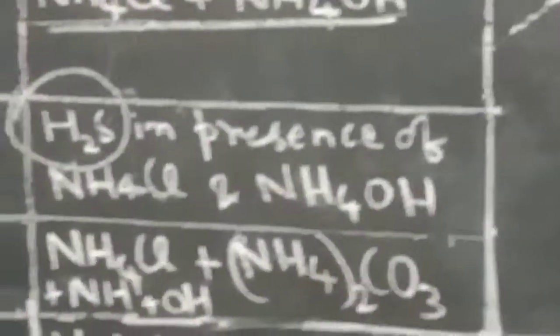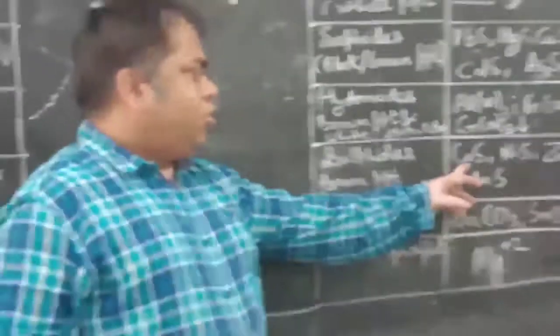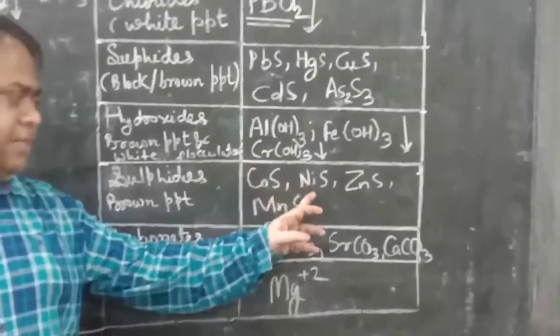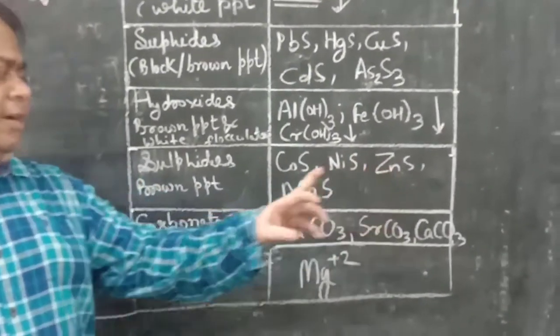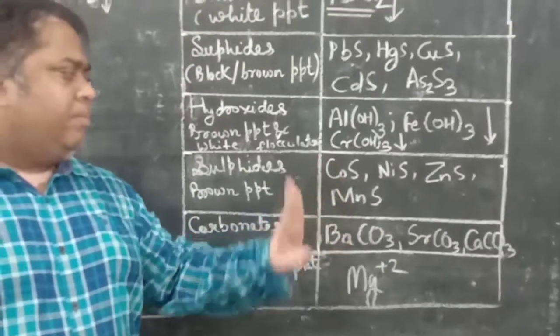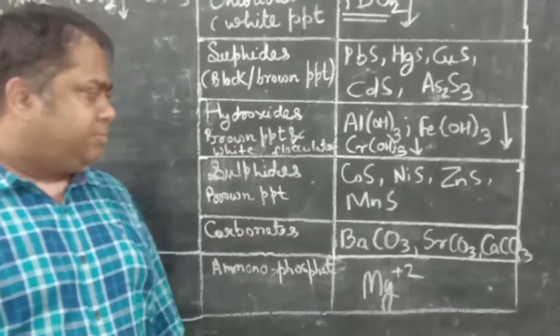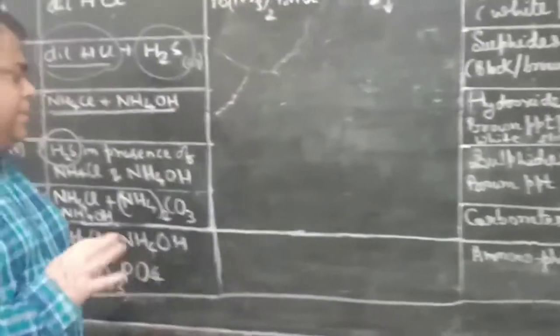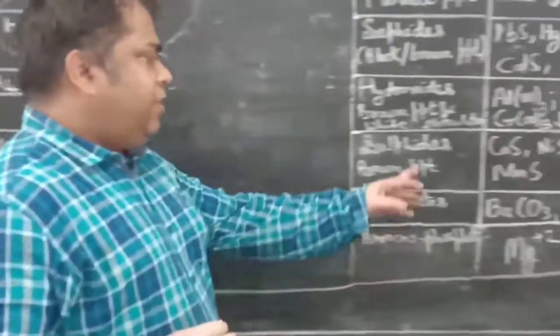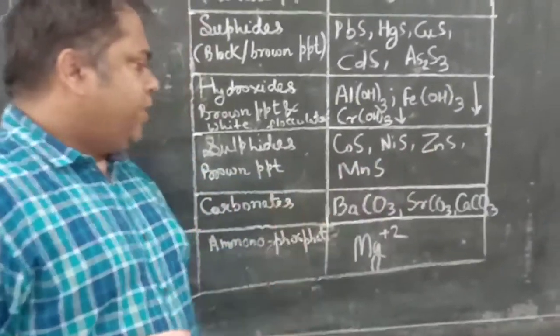On adding H2S, what will happen? If the salt contains cobalt, it will form cobalt sulfide, nickel sulfide, zinc sulfide, and manganese will form manganese sulfide. This will give a black colored precipitate. If a black or brown precipitate is obtained, then we will go for the confirmatory test of each of these. Else, what will we do?